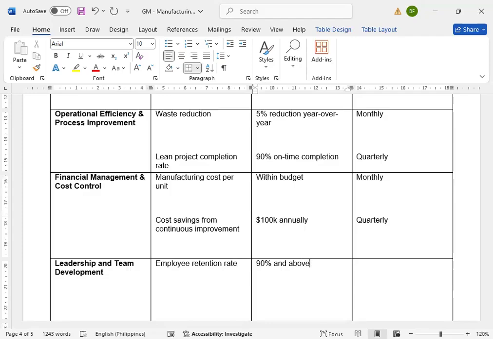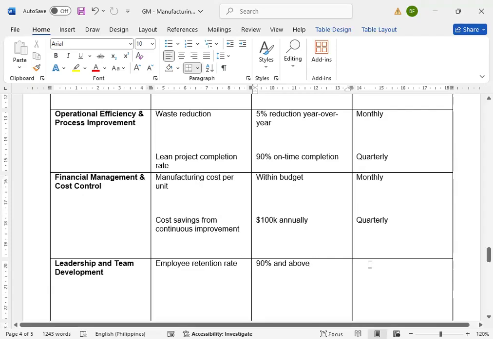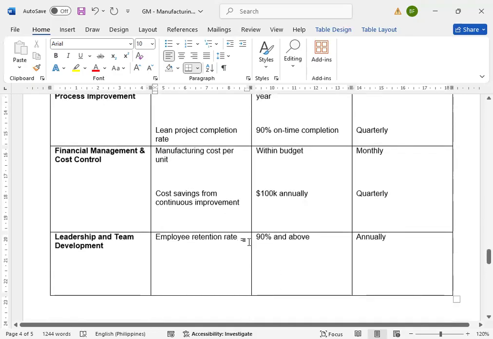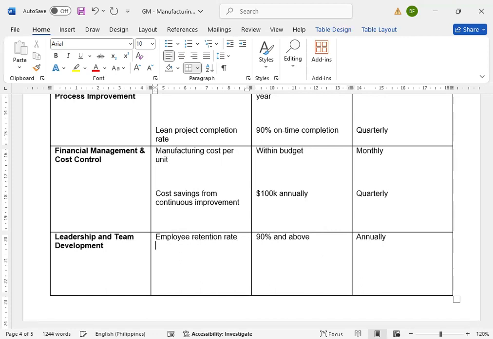You should be doing something, maybe giving some benefits in terms of the compensation, in terms of the work-life experience in the company. As the saying goes, all work and no play makes Jack a dull boy. So we don't want that to happen to employees. Otherwise, you're going to have a big turnover of staff. So it should be 90% and above, annually. You're doing the planning every year, and you see how much employee turnover you have experienced.